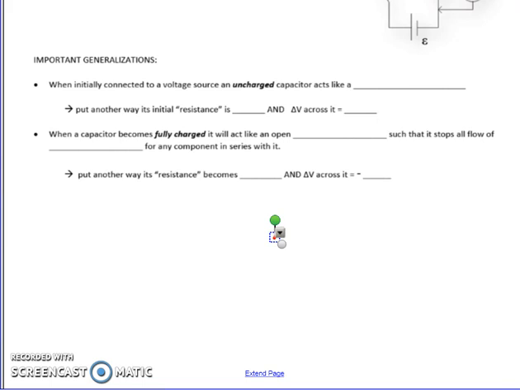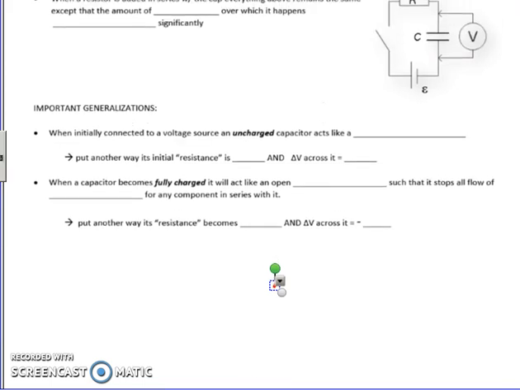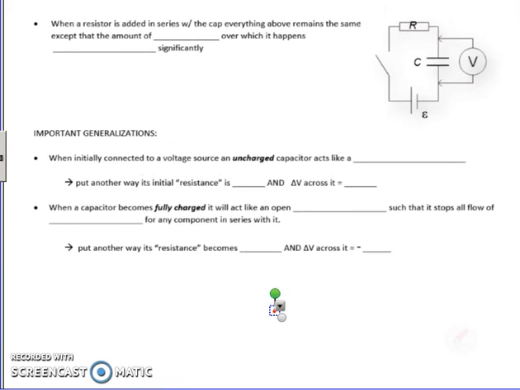Okay, important generalizations that we just learned from this. Oh, I'm sorry, before I get to that: if we add a resistor, everything is the same. The only thing that's going to be different is the time over which this happens increases significantly. And you saw that in the lab when you added one or two light bulbs in series with the capacitor.